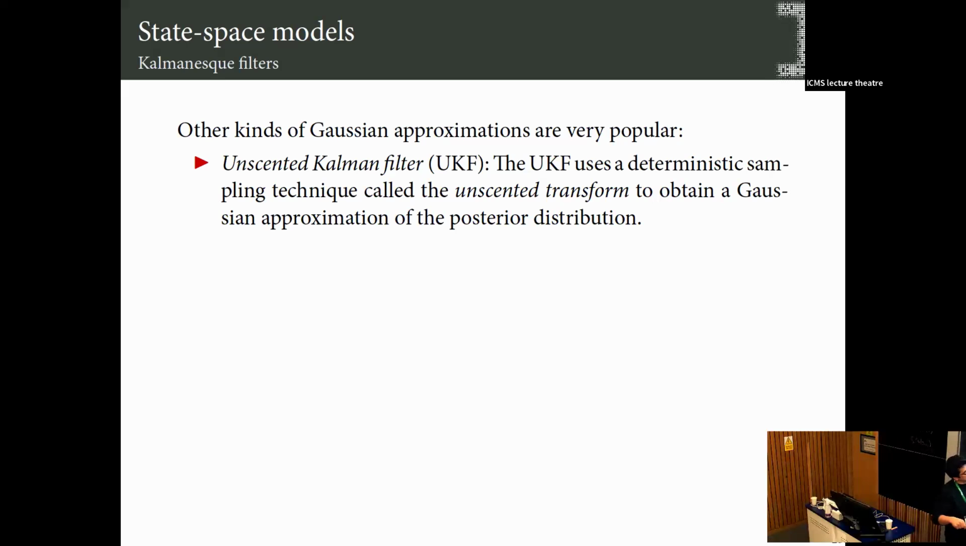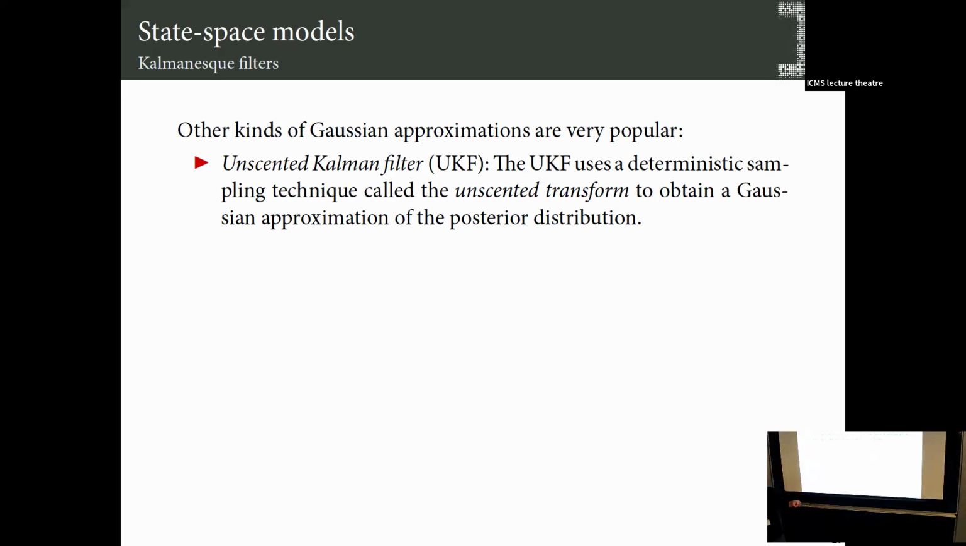So you place a set of points, and instead of linearizing, you transform this set of points using your nonlinear transform. You just place a set of points according to your Gaussian, you take a transform of these, that's the nonlinear transform, and then you have a set of samples that are now transformed samples.